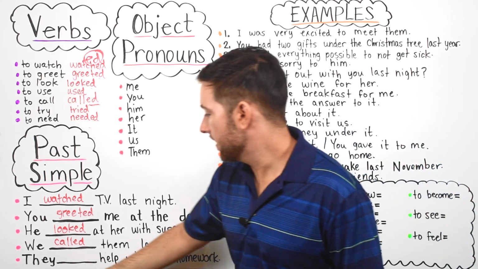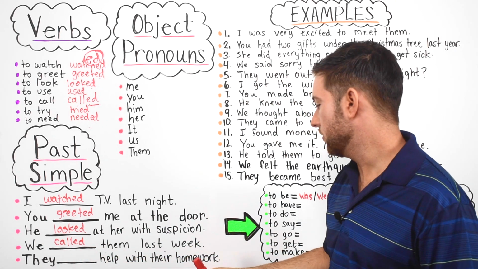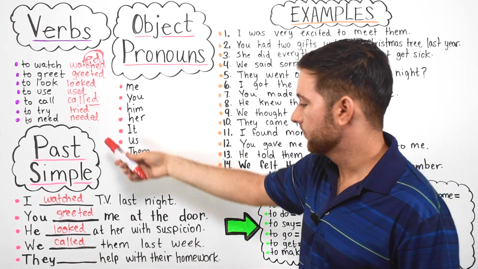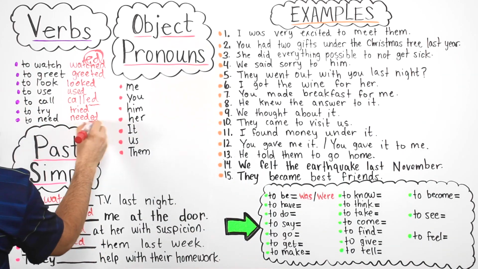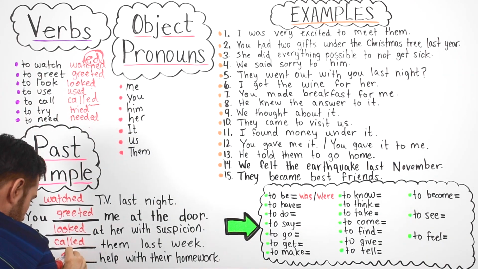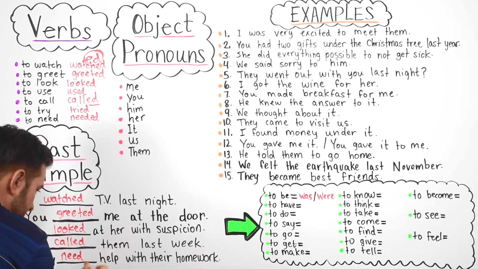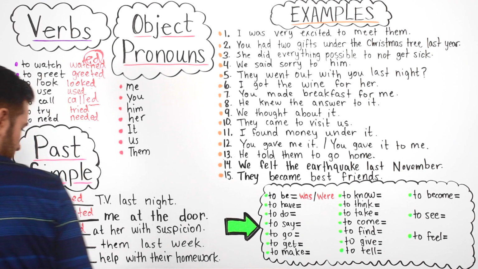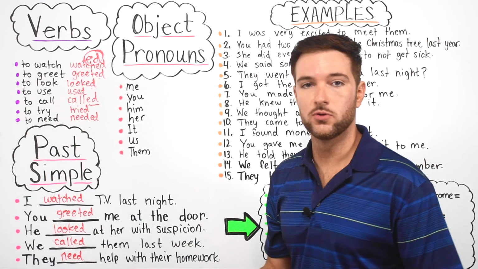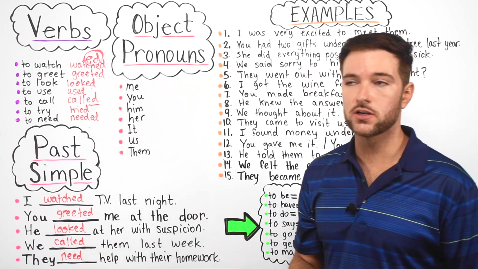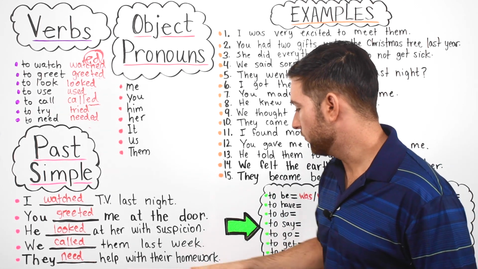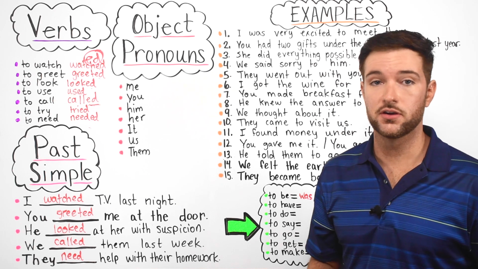Et finalement, on a they blank help with their homework. They, so needed, right? We could say needed. They needed. So they needed, elles ont eu besoin, okay, help with their homework. So they needed help with their homework. Elles ont eu besoin d'aide avec leur devoir. So they needed help with their homework.